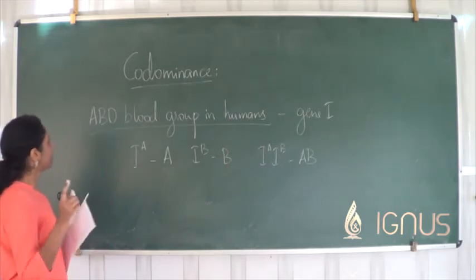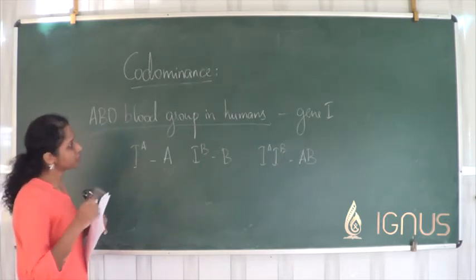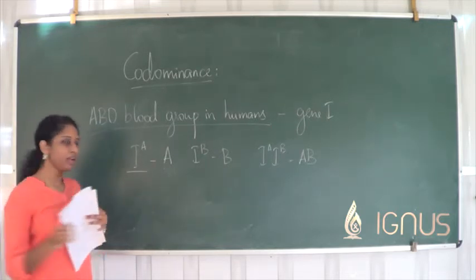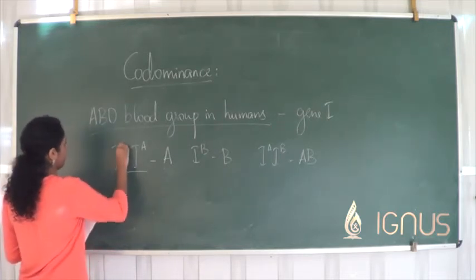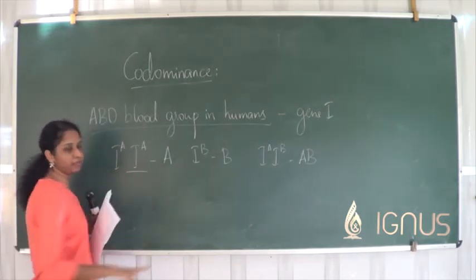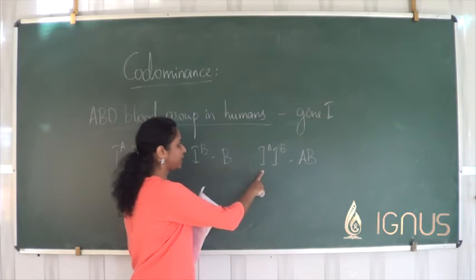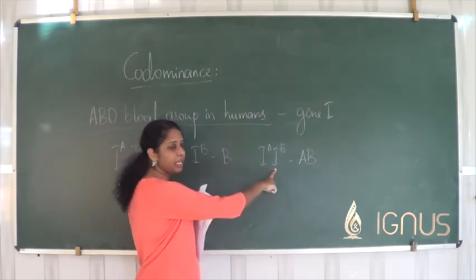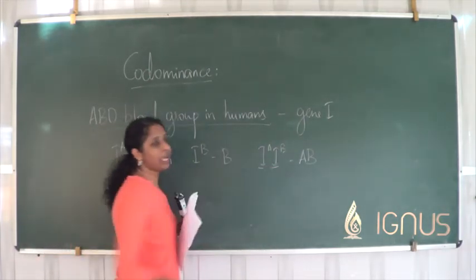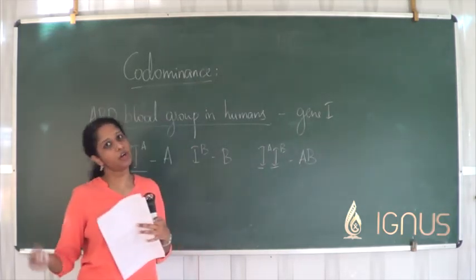Now, an example for codominance is the ABO blood grouping in humans, which is controlled by gene I. If you have just gene IA, so IAIA, then you will have blood group A. In case you have only gene IB, then you have blood group B. But if you have a mixture of gene IA and gene IB, then you will have the blood group AB, because both IA and IB are getting expressed equally. So both of them act like dominant genes.